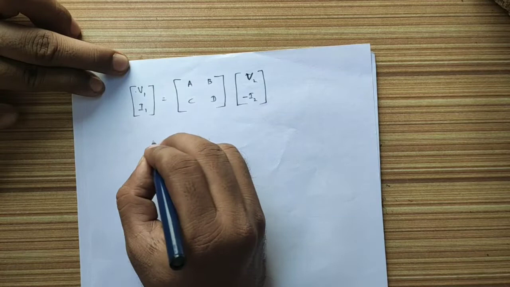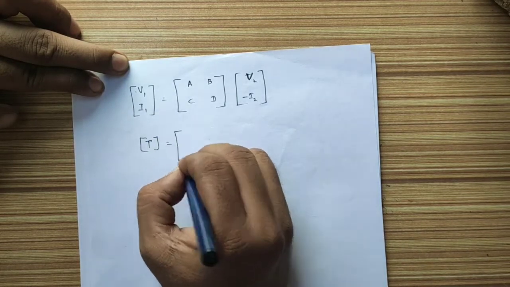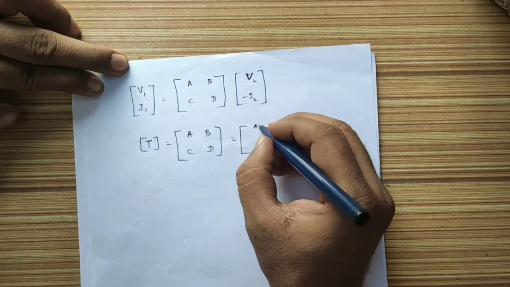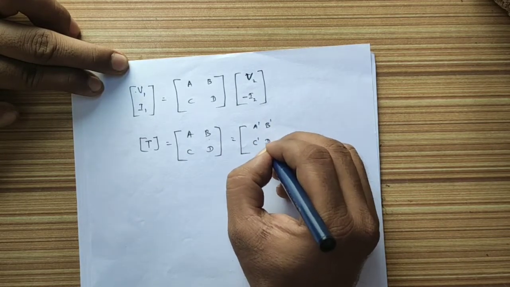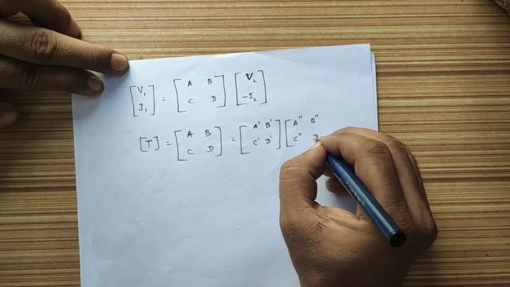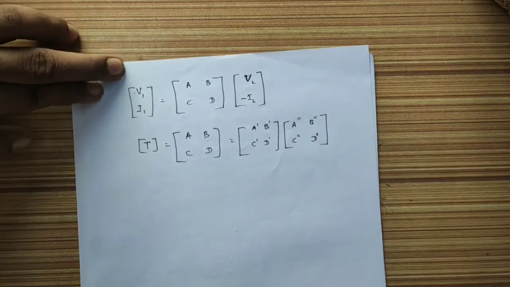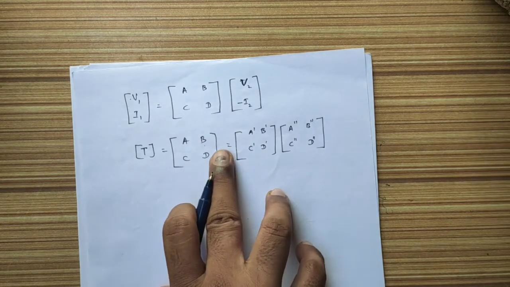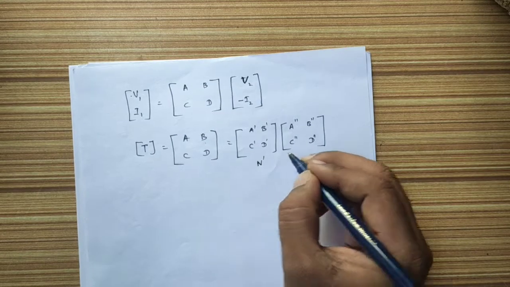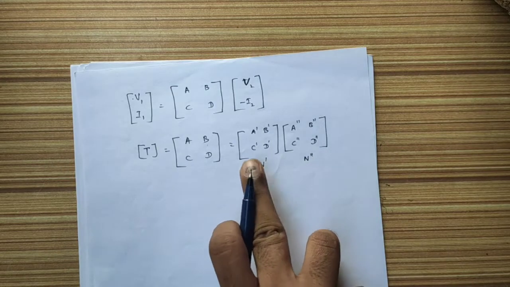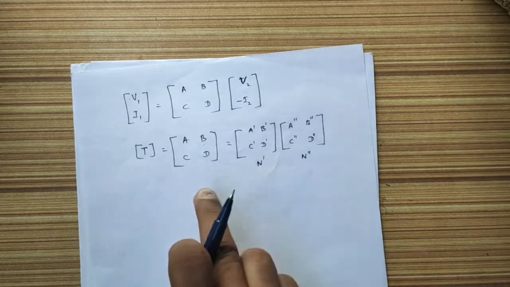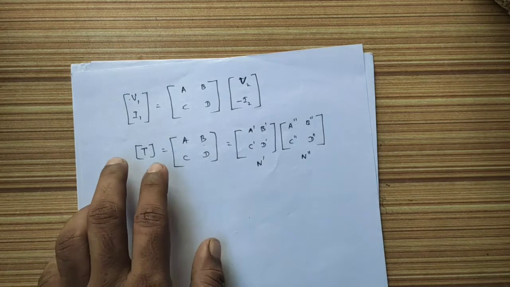If I equate this, I will get the transmission parameters A, B, C, D equal to the matrix A dash, B dash, C dash, D dash into the matrix A double dash, B double dash, C double dash, D double dash. So what I told you: when two two-port networks are connected in cascade, we can multiply their individual transmission parameters to get the overall transmission parameters of the cascade connection.